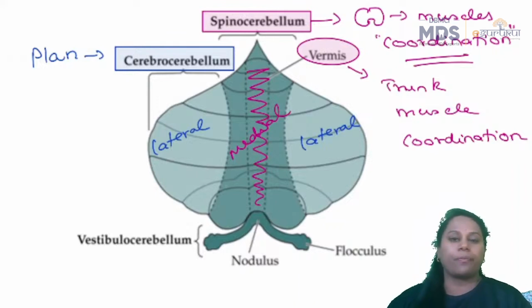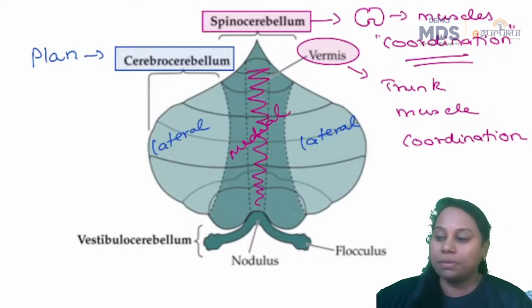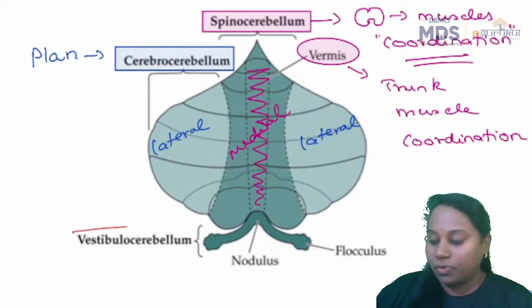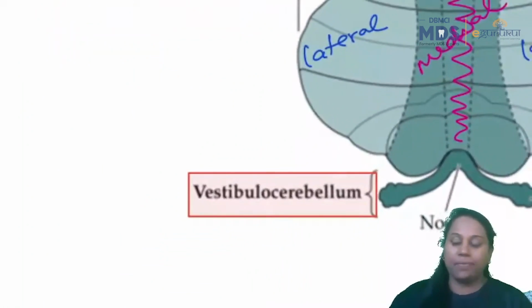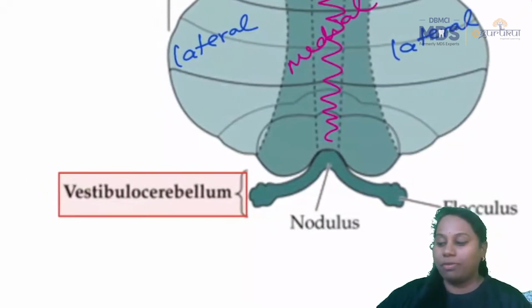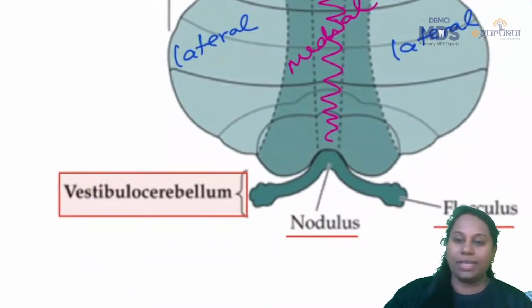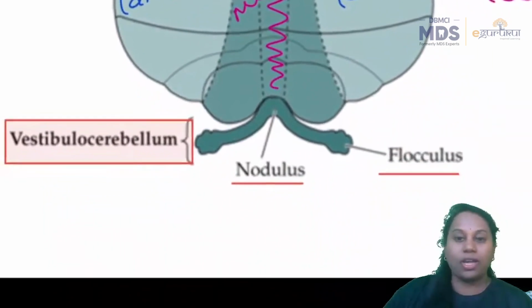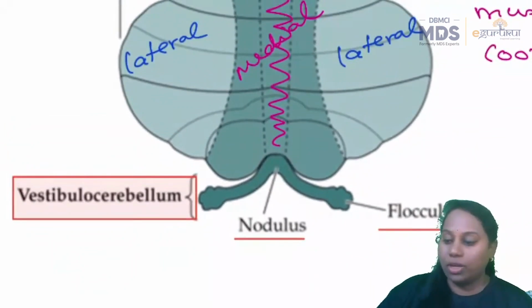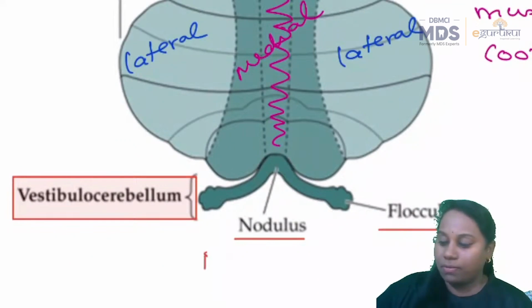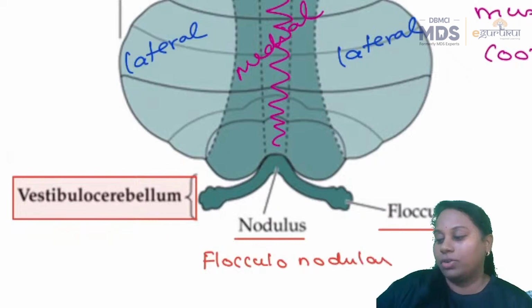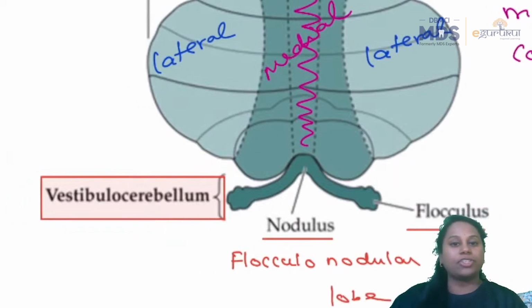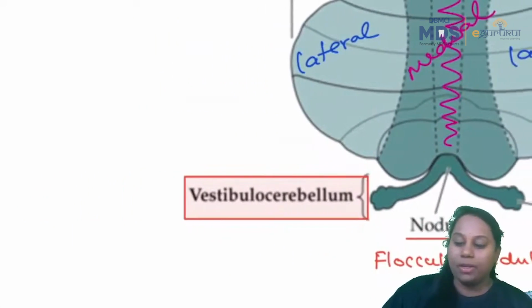So that is about the cerebrocerebellum and spinocerebellum. There's another part called vestibulocerebellum. What is the function of vestibulocerebellum? Vestibulocerebellum is made up of nodulus and flocculus, and that is why it is called as the flocculonodular lobe. Flocculonodular lobe. What are the functions of vestibulocerebellum?